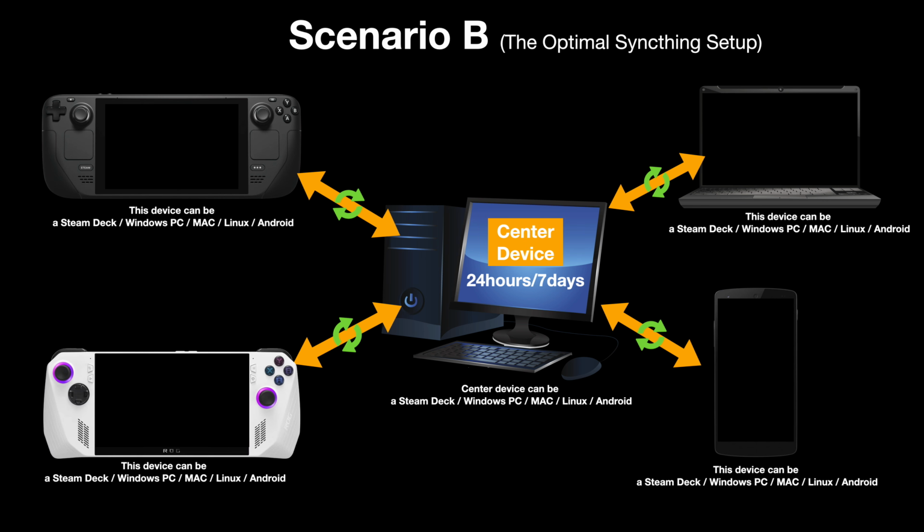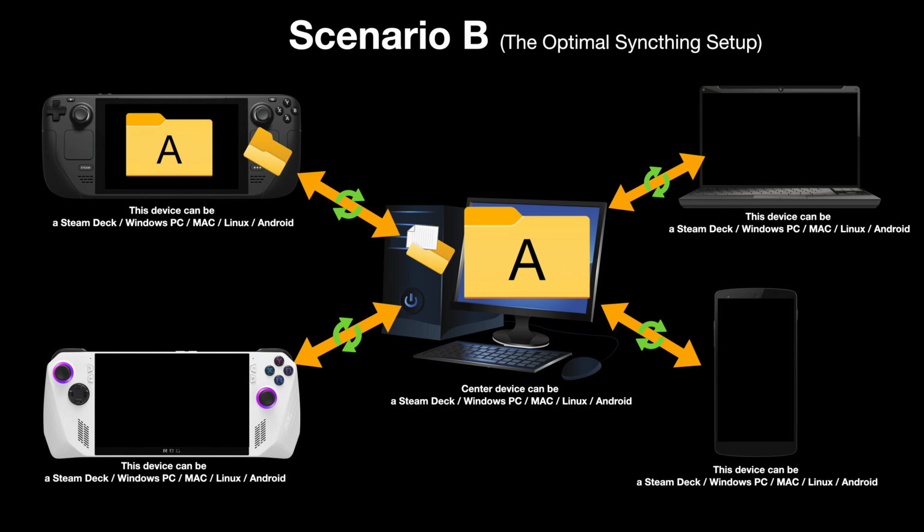Okay, let me quickly explain how it works here. Let's say you have a game save file A updated on your Steam Deck. This file A could be any file. Here I just use a game save file as an example. Syncthing will send the updated game save file A to the center device automatically in the background.